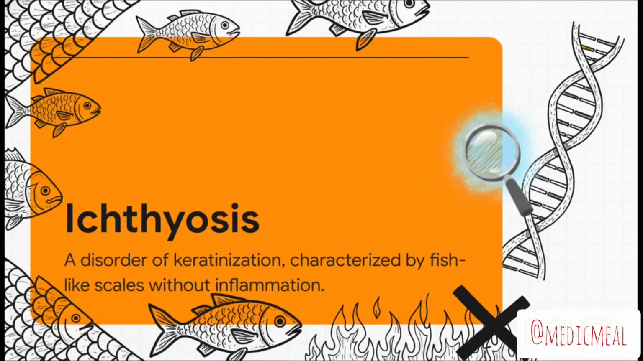So, at its most fundamental level, what are we talking about? Ichthyosis is a disorder of keratinization. The name itself is a huge clue. It comes from the Greek word for fish, which points right to its pathognomonic sign, those fish-like scales. Now, and this is absolutely critical, this scaling happens without primary inflammation. That's a huge diagnostic differentiator you need to keep in mind.